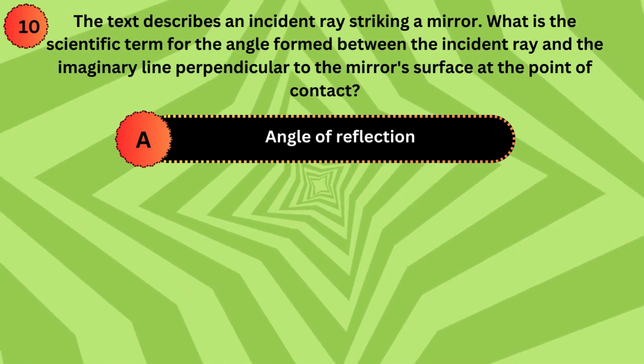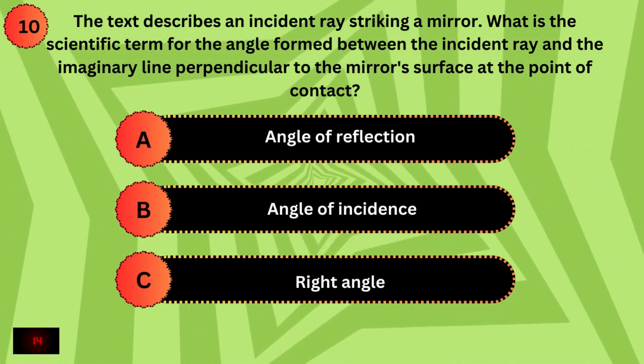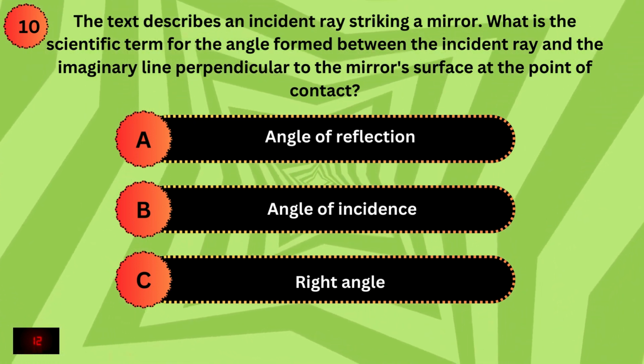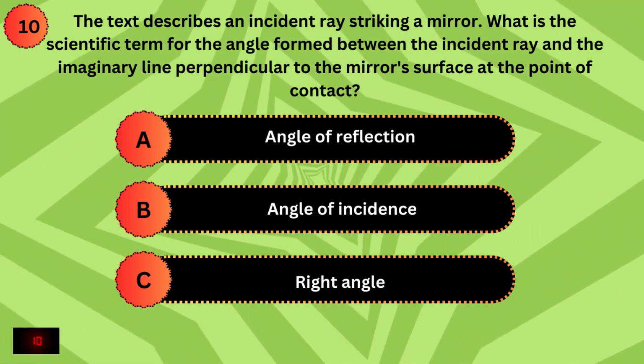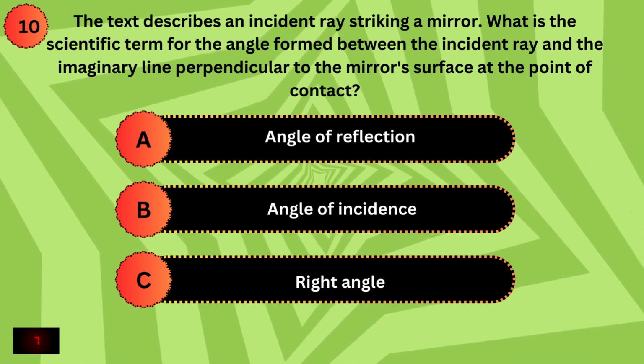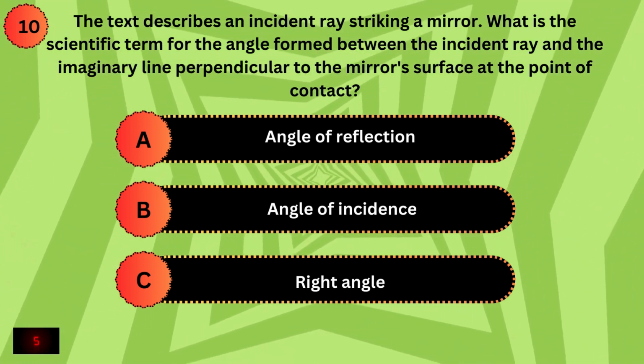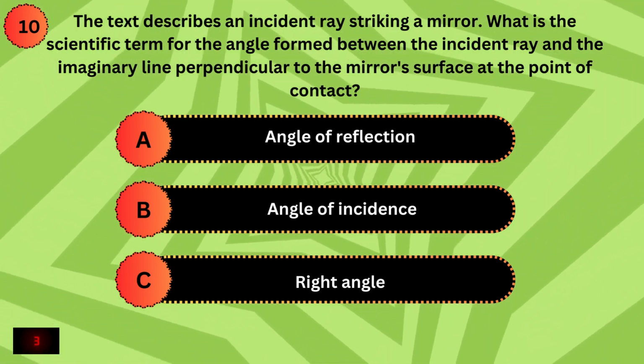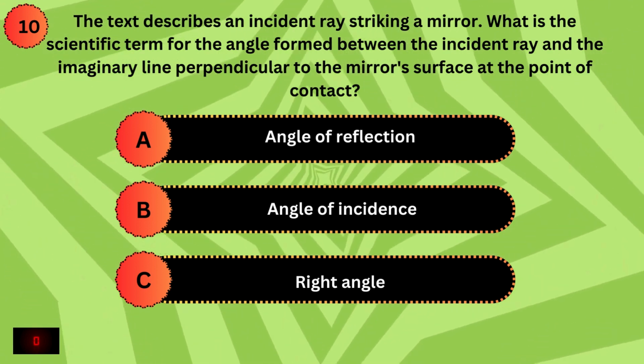The text describes an incident ray striking a mirror. What is the scientific term for the angle formed between the incident ray and the imaginary line perpendicular to the mirror's surface at the point of contact? A. Angle of reflection. B. Angle of incidence. C. Right angle.